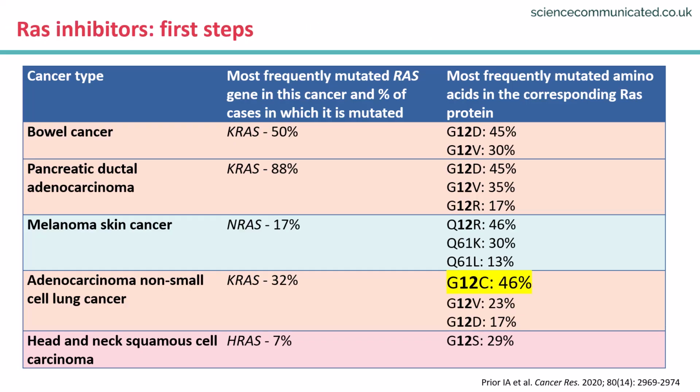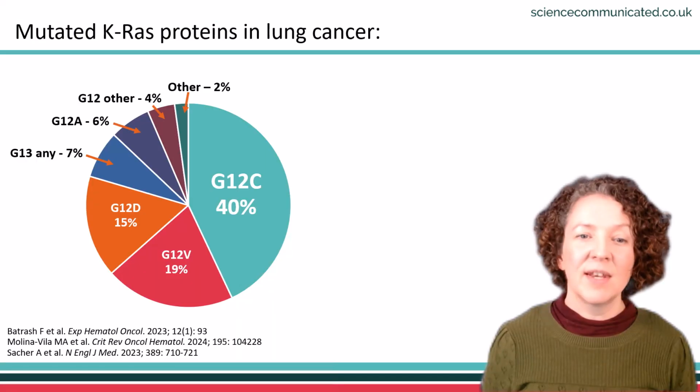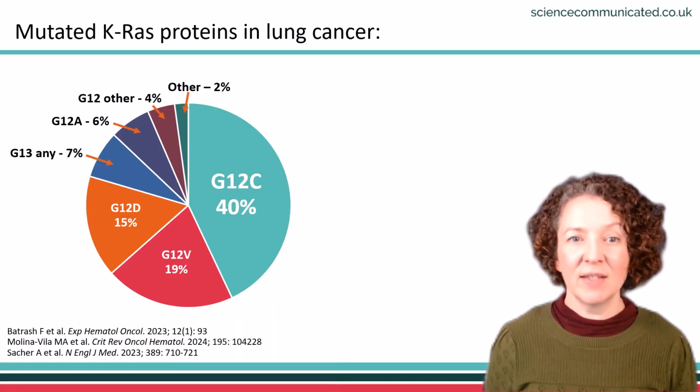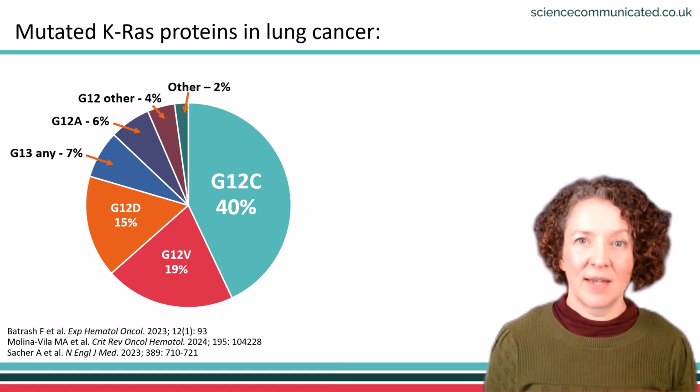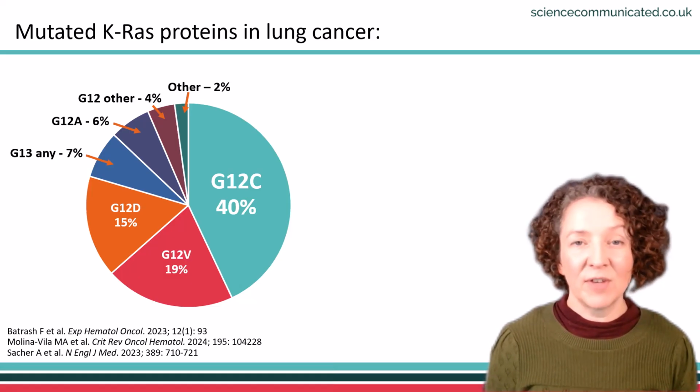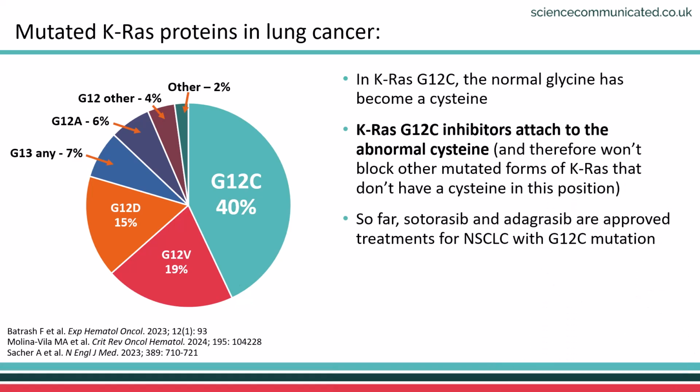The one mutated form of RAS that we are now able to block is the G12C mutated form of the KRAS protein. Now that G12C version of KRAS is common in lung cancer cells, the most common version of KRAS in fact. And the KRAS G12C inhibitors that have been developed are chemicals that bond directly with the abnormal C, the abnormal cysteine present in the KRAS protein.